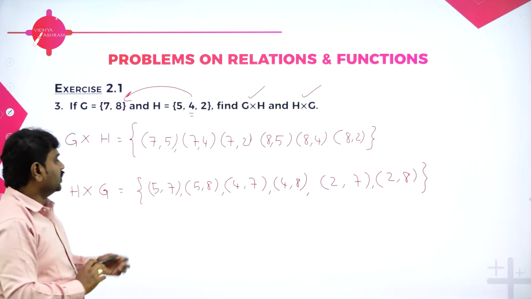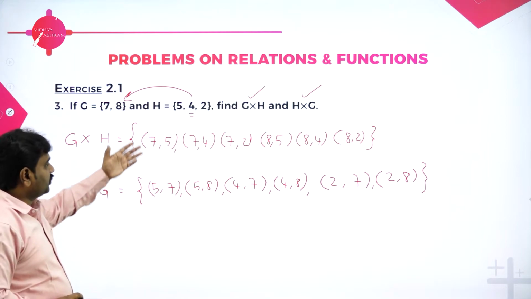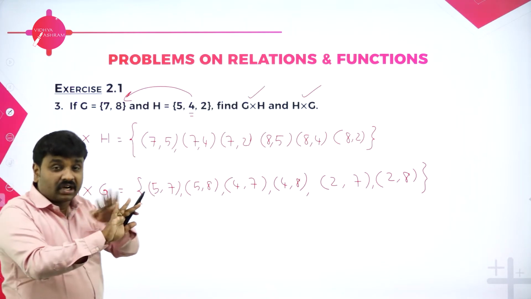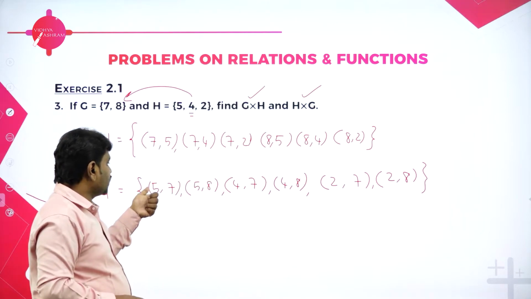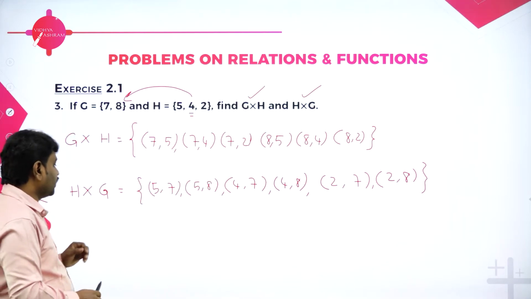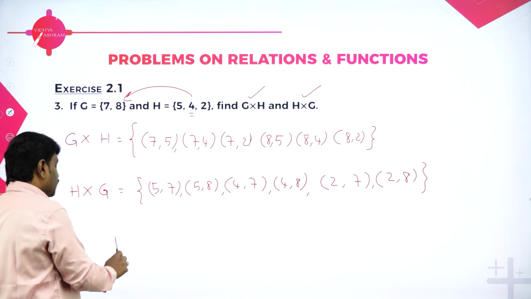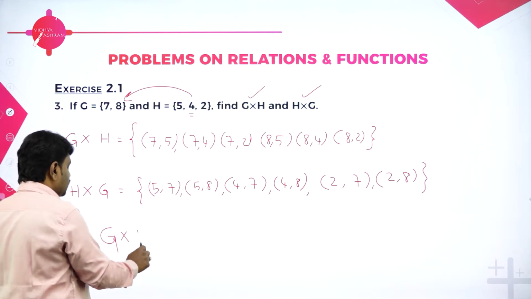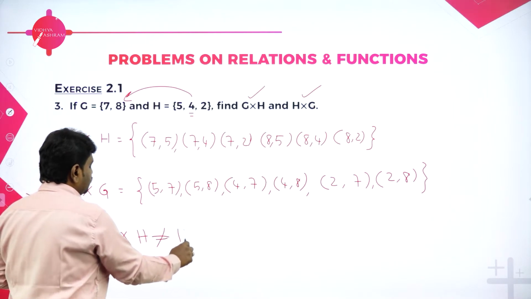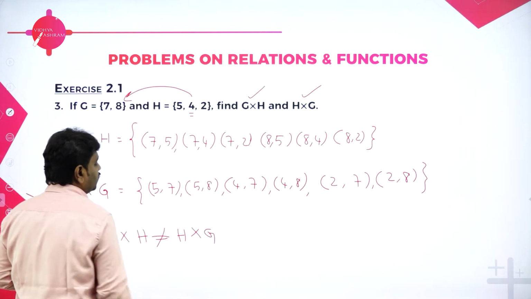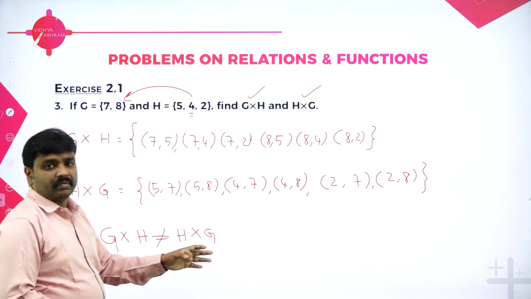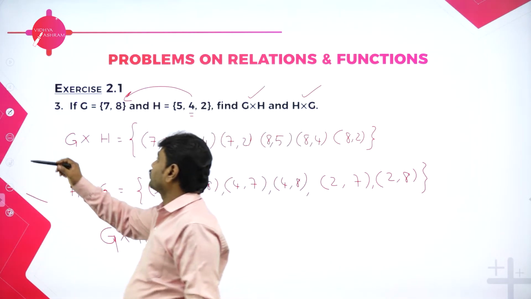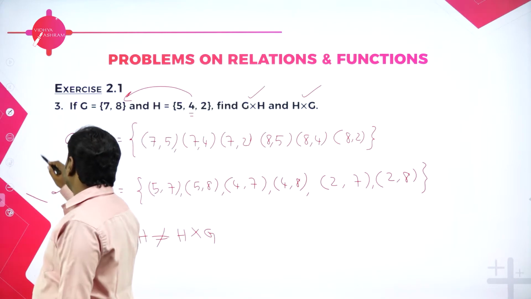After we found this, you can observe they are not the same. Here it is 7, 5, but here it is 5, 7. Remember, 7, 5 is not equal to 5, 7, because the first element is not equal to the first and the second is not equal to the second. Clearly remember, in many cases G cross H is not the same as H cross G. They are totally different. The number of elements is the same, but each element is different. Next, they wanted only H cross G and G cross H. That's enough.